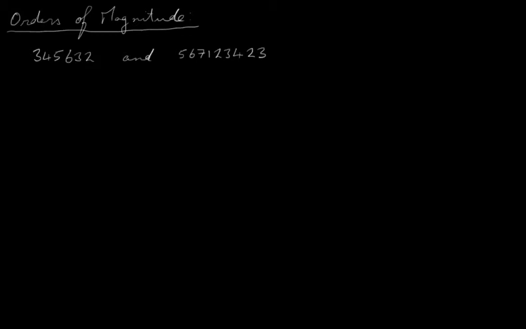Okay, so in this video we're going to look at orders of magnitude and at comparing two numbers using orders of magnitude. Orders of magnitude are generally used to make very approximate comparisons between two numbers. So if two numbers differ by one order of magnitude, one is roughly, approximately, 10 times larger than the other one.